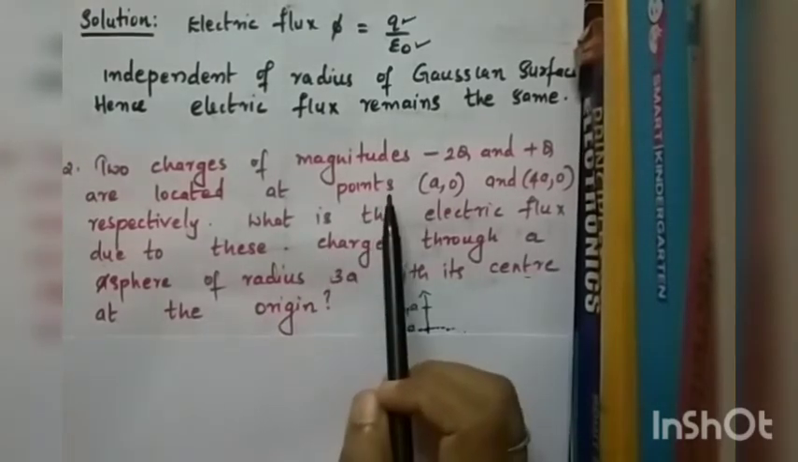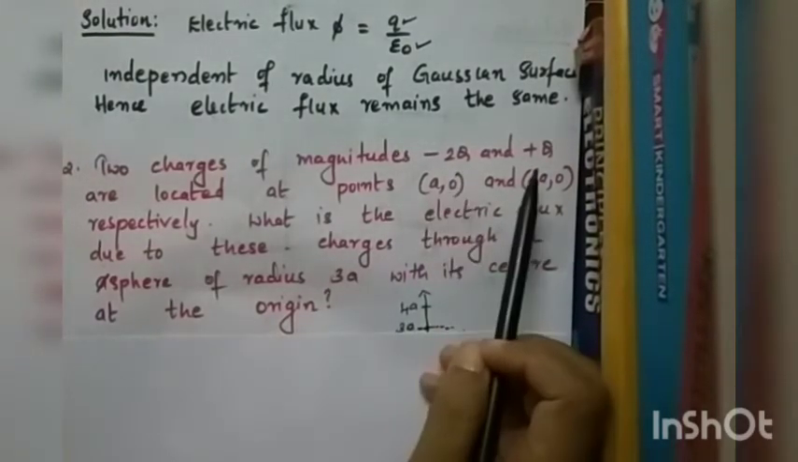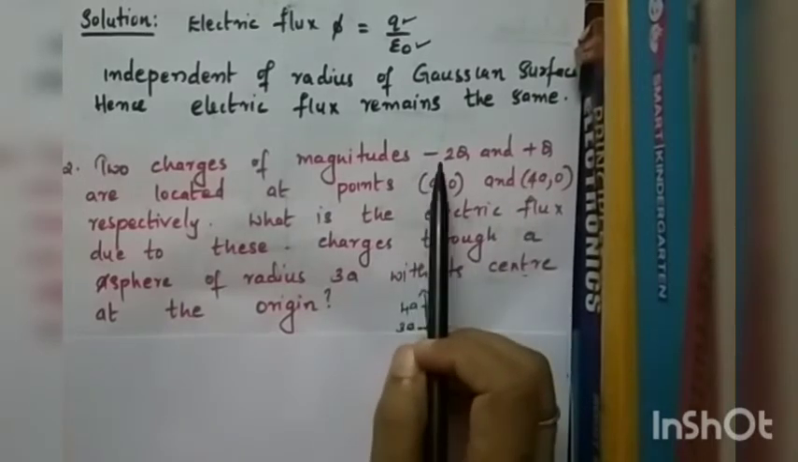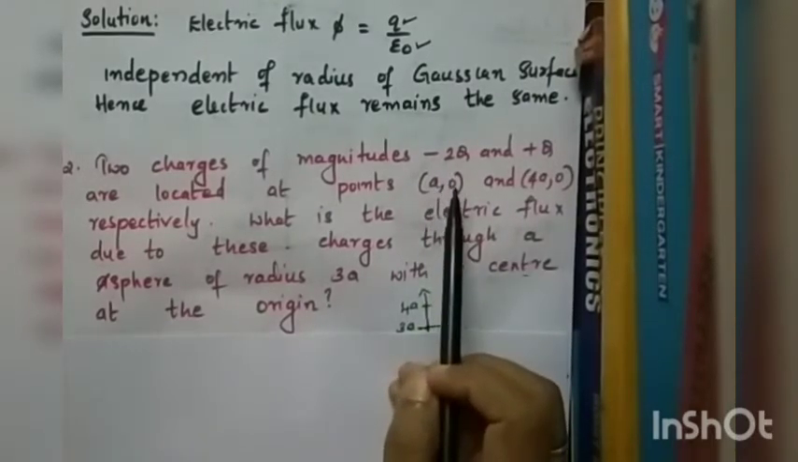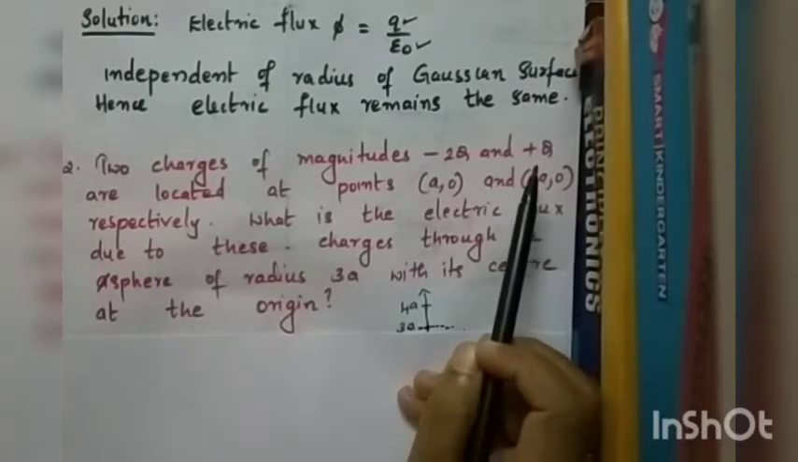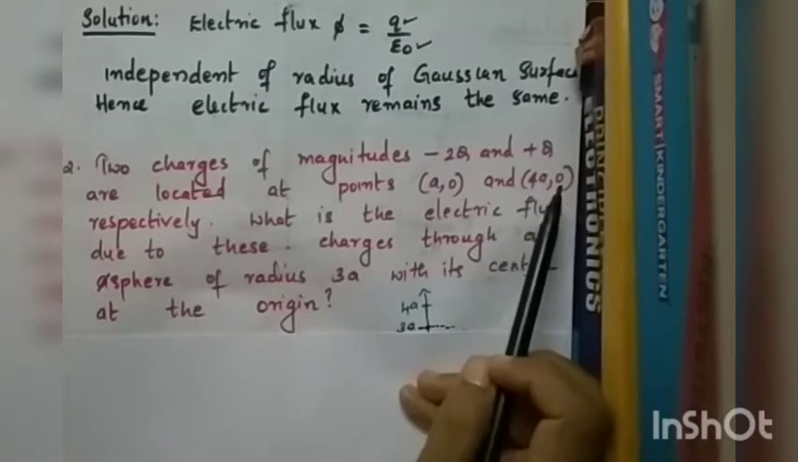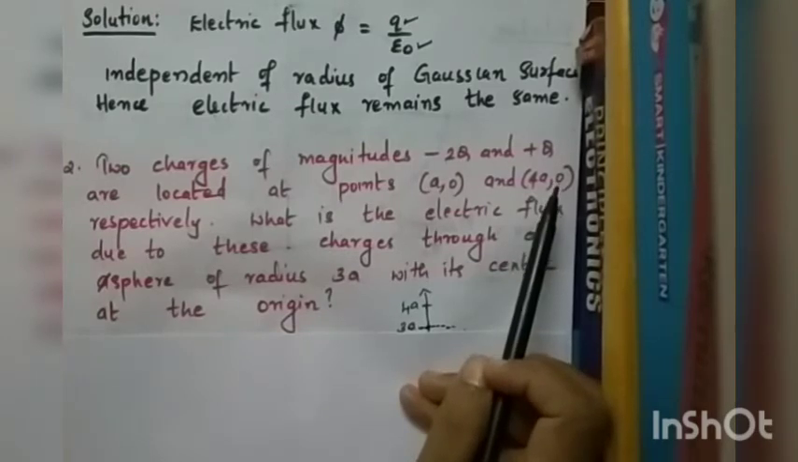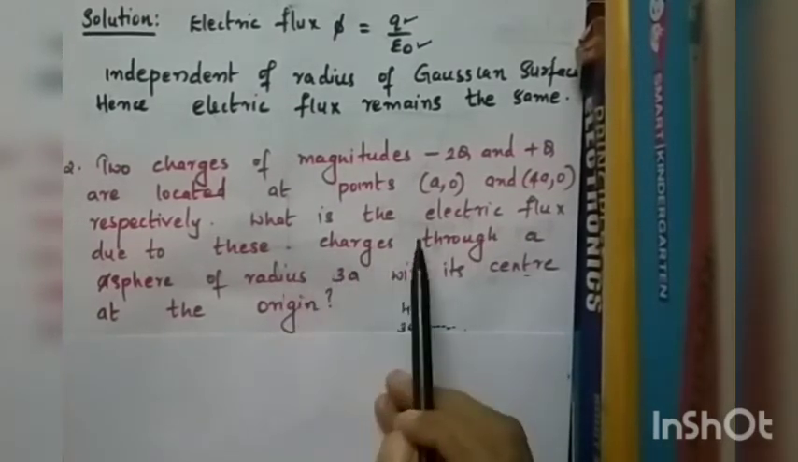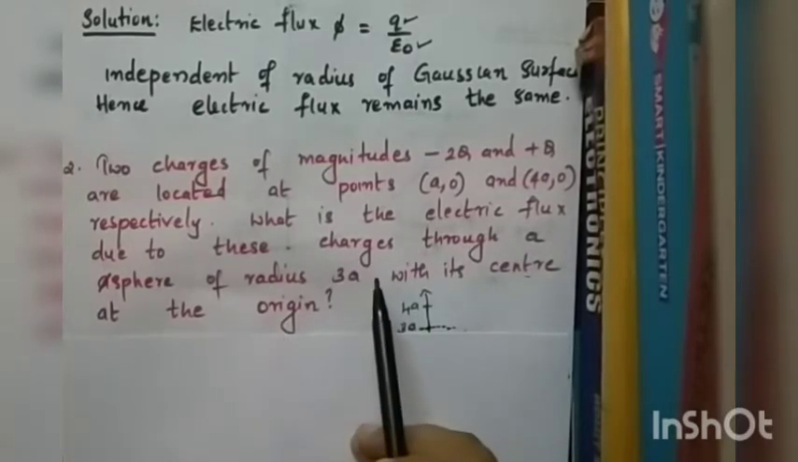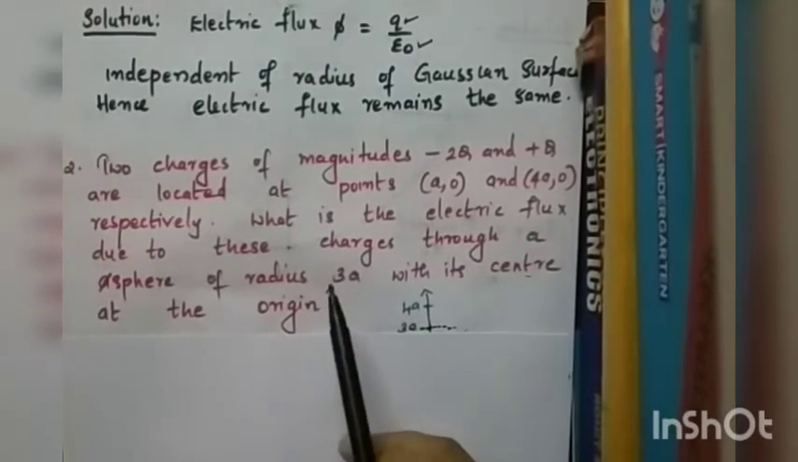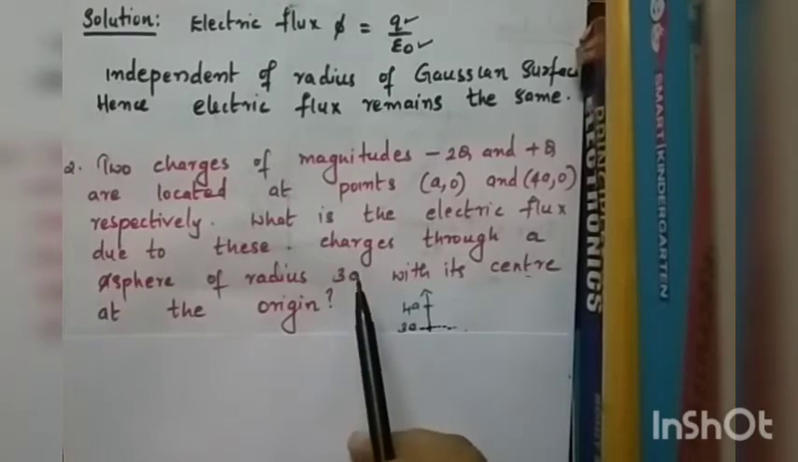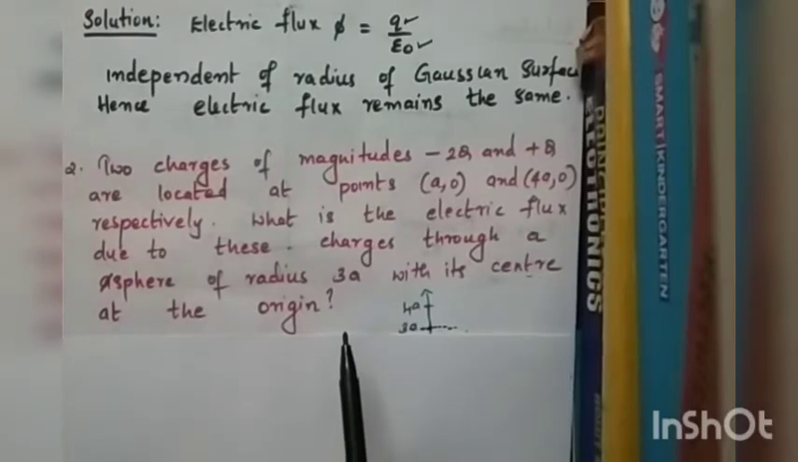So children, here two charges are there. One is minus 2q and another one is plus q. Minus 2q is placed at the point (a, 0). A is on the x-axis, 0 is on the y-axis. And plus q charge is placed at the point (4a, 0). So it will be a point on the x-axis itself because the y-coordinate is 0 here. Now what is the electric flux due to these charges through a sphere of radius 3a? We need to consider a sphere whose radius is 3a and with its center at the origin.